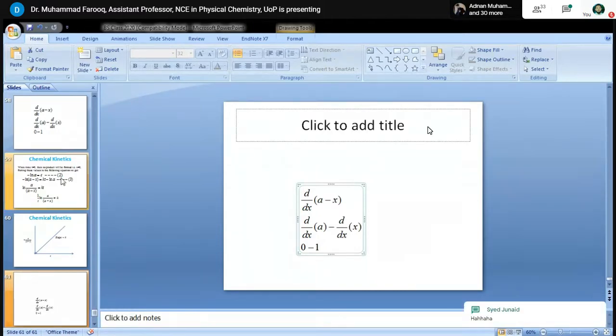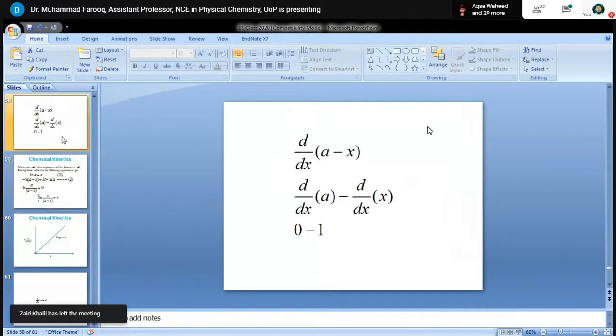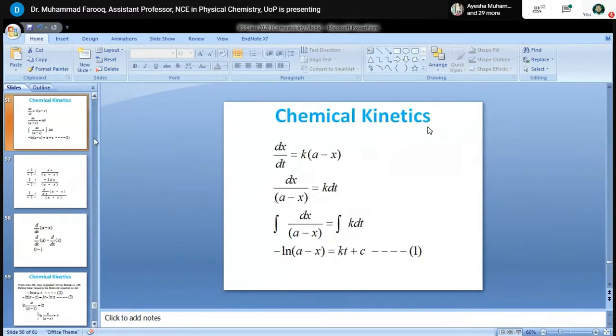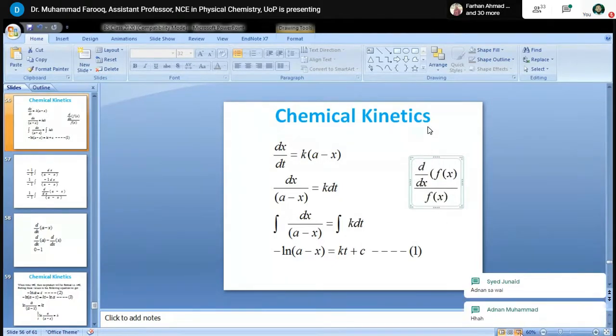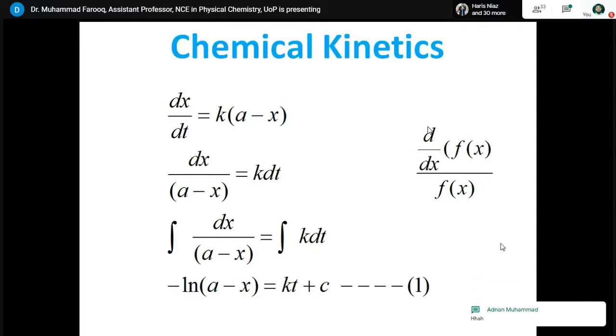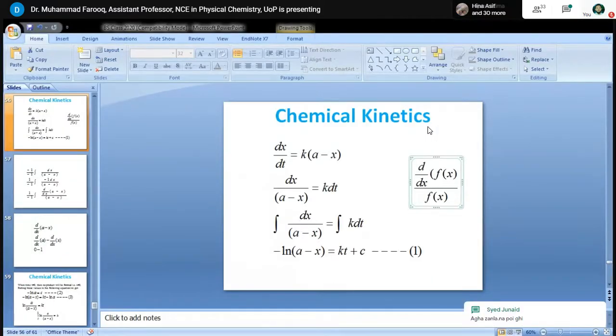If we have a function f of x in the denominator, and you can see a derivative in the numerator, we can go directly to log of the function. I forgot to take the log. Wait. Log of.